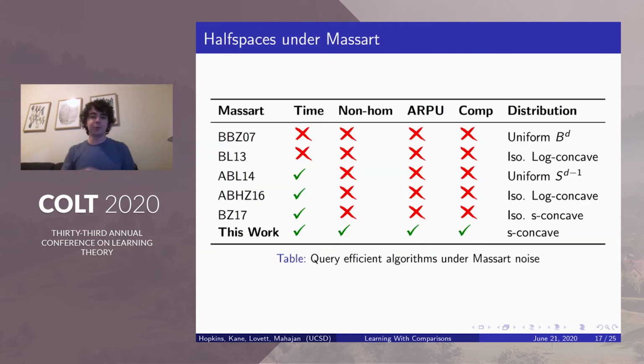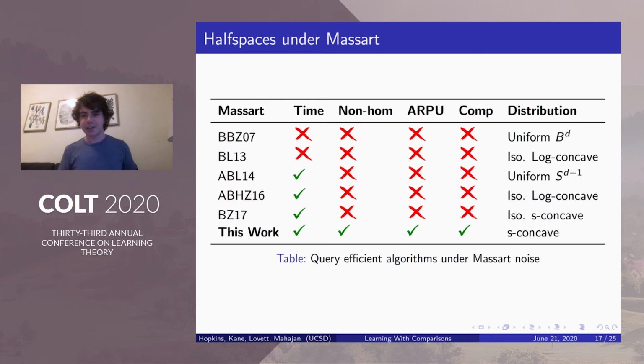Okay, so how does this compare to previous work? Well, previous work focused entirely on half spaces that went through the origin. This is previous work on query efficient algorithms, because they couldn't beat Dasgupta's 2005 lower bound for non-homogeneous half spaces not going through the origin, if they didn't use comparisons. So basically, these works went along two axes, time and distribution. And basically the idea was that they became more and more time efficient, and they worked over a wider range of distributions until we hit this 2017 work from Balcan and Zhang that was time efficient and worked over isotropic S-concave distributions.